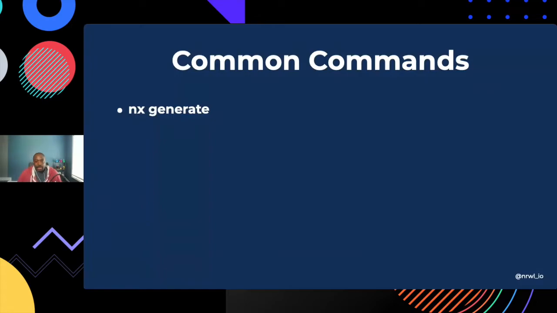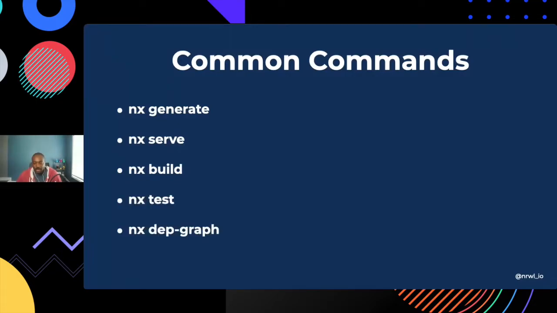NX comes with a lot of commands that give you a consistent way to work within your applications in your repo. You can generate files, serve applications, and build these applications that you're going to ship. Of course, having a web native application is something that you're going to do. You're going to serve these web applications locally and build them for production and ship them off that way. Also testing and dependency graph, where you can visualize the dependencies between your applications and libraries. And as I mentioned before, the affected commands.